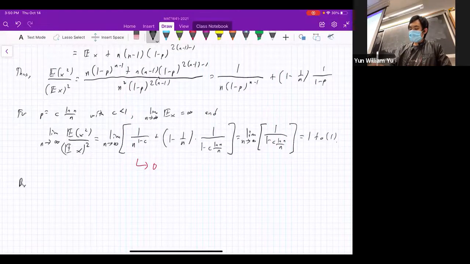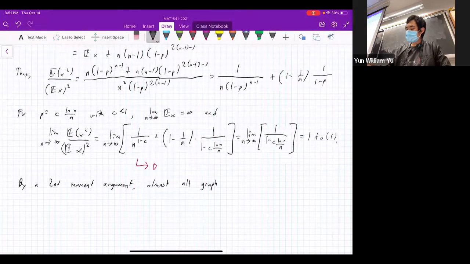And therefore, we can just apply a second moment argument. So by a second moment argument, almost all graphs have isolated vertices for c less than 1.